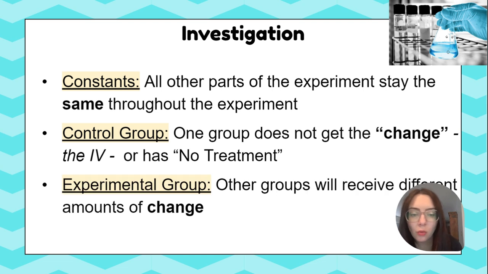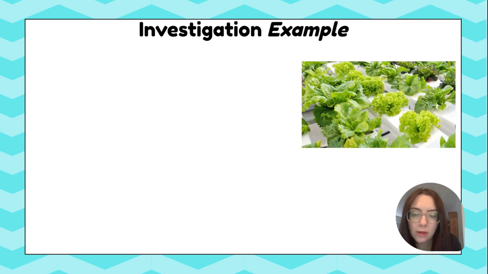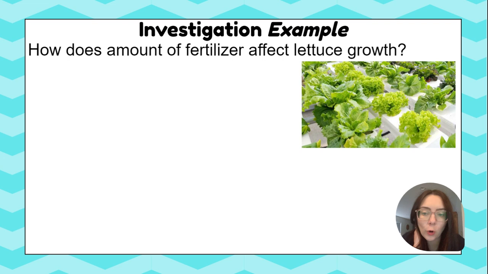Experimental group would be any other groups in the experiment, and they receive different amounts of change. So maybe I'm looking at the amount of bleach where two groups get different amounts of bleach. One is smaller than the other, and my control group is a group that doesn't get bleach, it gets water instead. Okay. Now let's look at an example to help us understand these terms a little more.